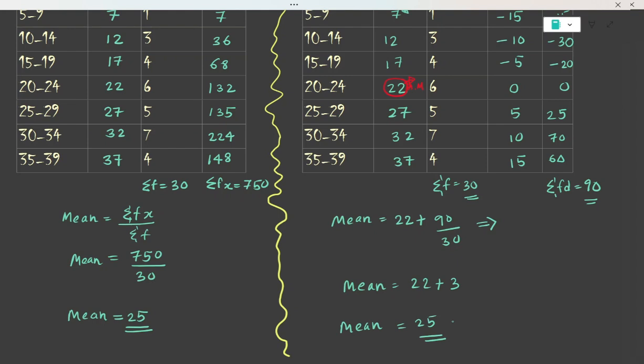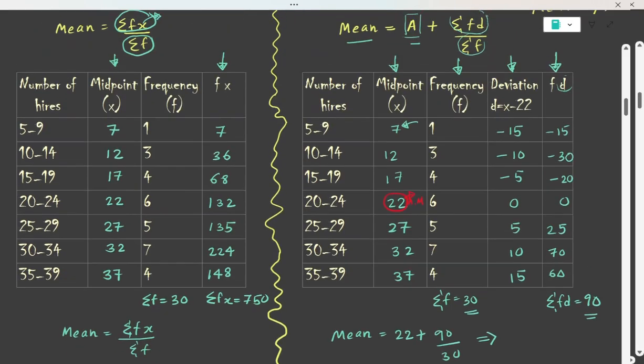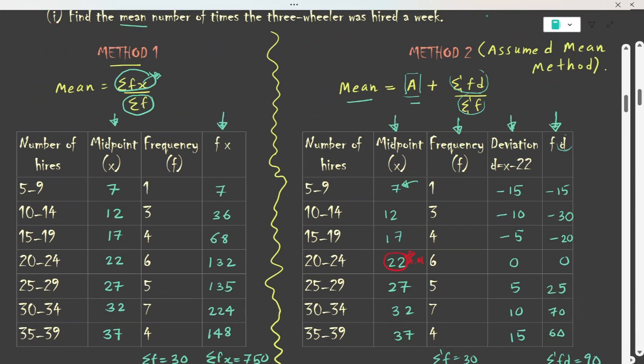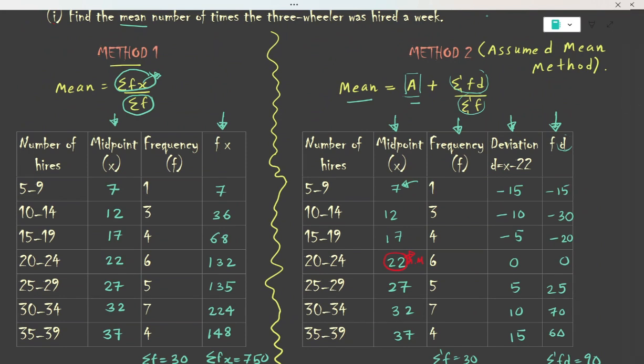So now it's clear that from both methods we got the same answer, and for this particular question, simplifying using the first method is simpler because we don't have any large values in the frequency distribution. But if we get any large values, we can use method 2, the assumed mean method, which is more convenient for questions with larger values.